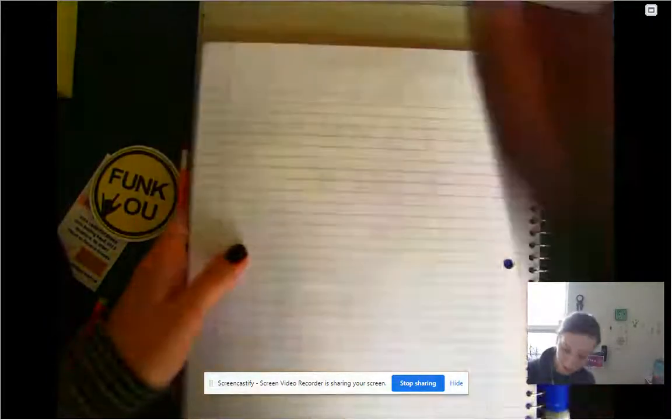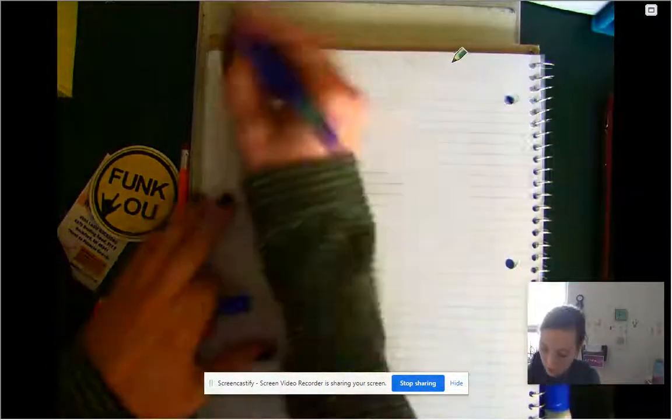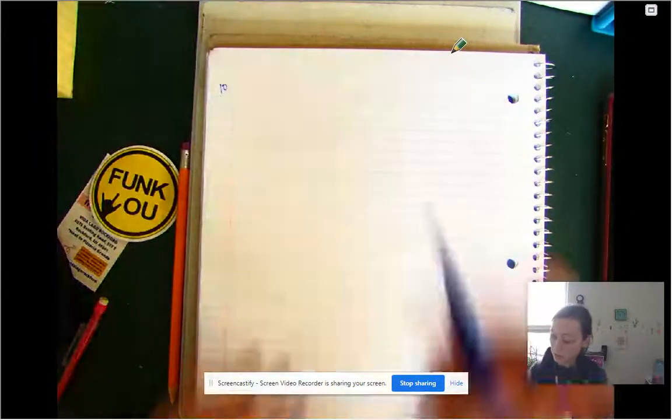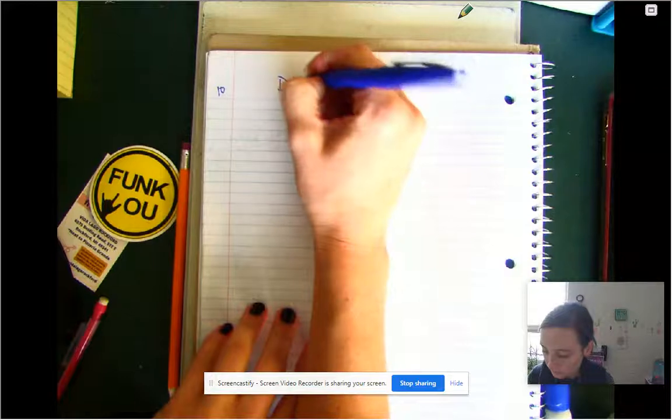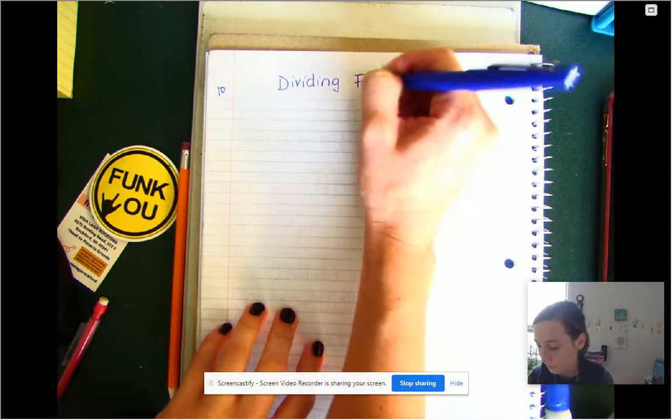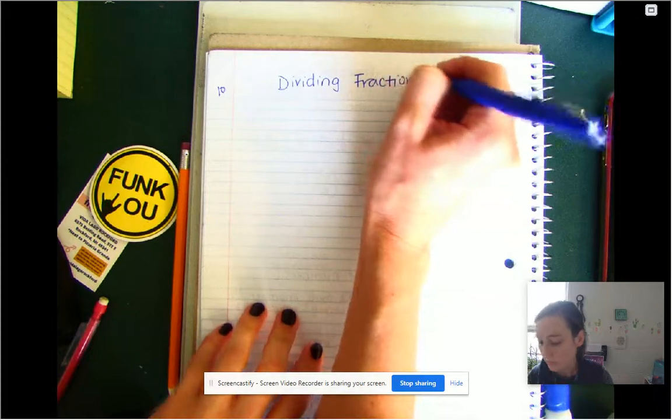So this is the left side of page 10. And today we're talking about dividing fractions. Oh, joy. And I'm going to put that on my table of contents.